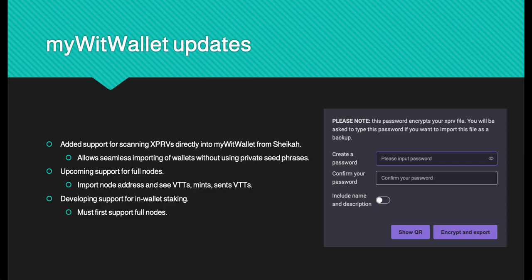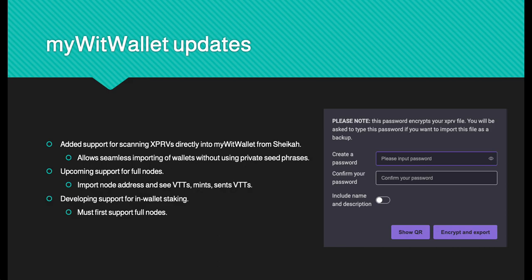Next up is the continued support for full nodes within My Wit Wallet. This allows anyone to use their own node to verify their own transactions and interact with the network, so they don't actually have to trust anyone else's node. This is great for the Block Explorer too, because it'll lower the traffic that's required when people want to use My Wit Wallet, because My Wit Wallet runs on the Block Explorer.